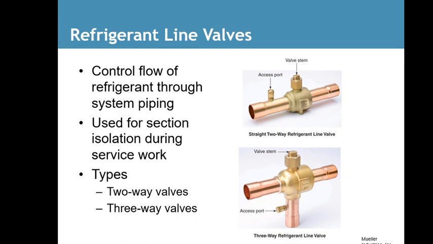Refrigerant line valves control the flow of refrigerant through the system piping, used for selection and isolation during service work. Types are two-way and three-way. And all our condensing units that I know of in our lab have these on them. They look a little differently, but they're still refrigerant line valves.